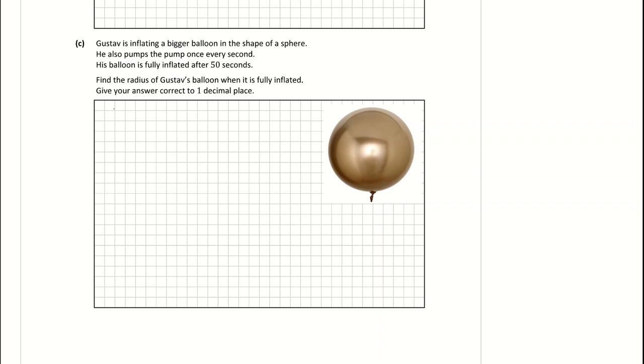Okay, well, we do know the volume of Gustav's large balloon. So the volume of, I'll call it just large balloon, the volume of it is 50 times 180 pi. Because the volume of the cylinder every second is 180 pi, and it takes 50 seconds to fill it. So 180 pi multiplied by 50 gives you a volume of 9,000 pi centimeters cubed. So that's the volume of this large balloon.